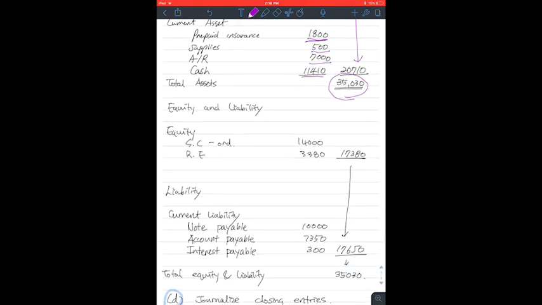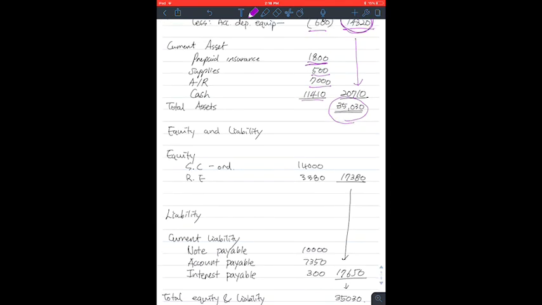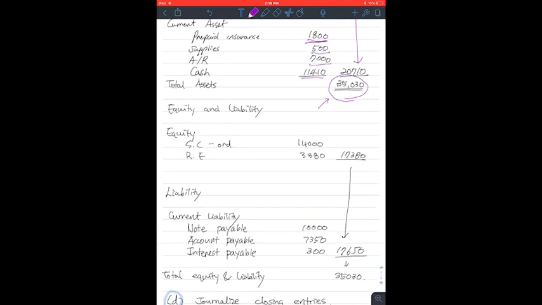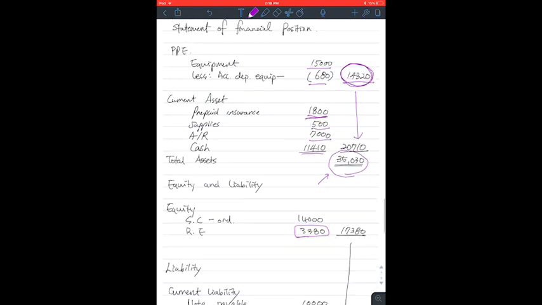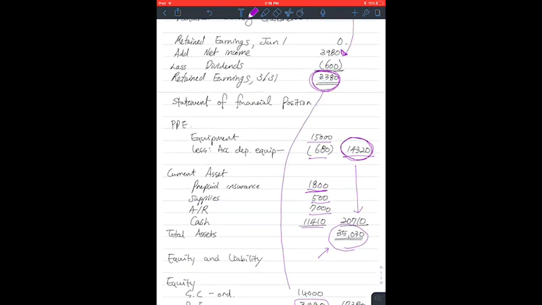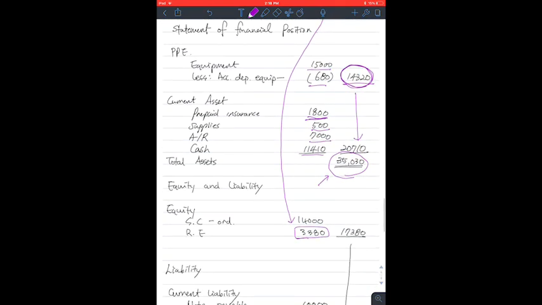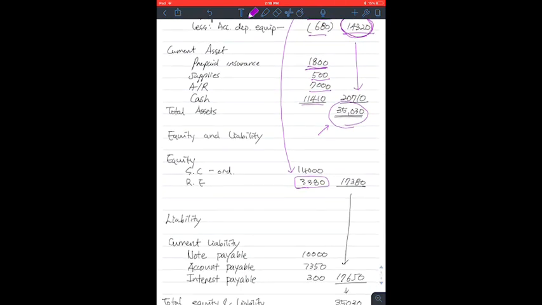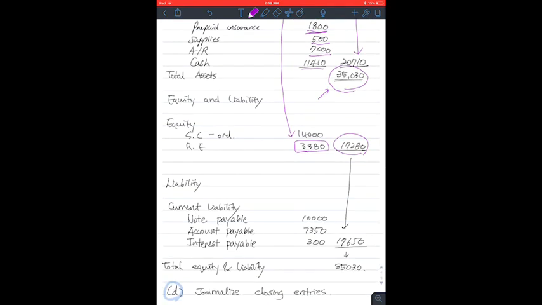And as you know, asset should equal equity plus liability. So let's move on to equity and liability to see if the numbers we got on the asset is correct. So share capital ordinary worth $14,000. Retained earning, we have calculated that it was 3,380 from our retained earning statement, right? So it will give us the total equity of 17,380. And if you see the liability side, we had note payable, account payable, interest payable. These numbers are all just copied from the adjusted trial balance.